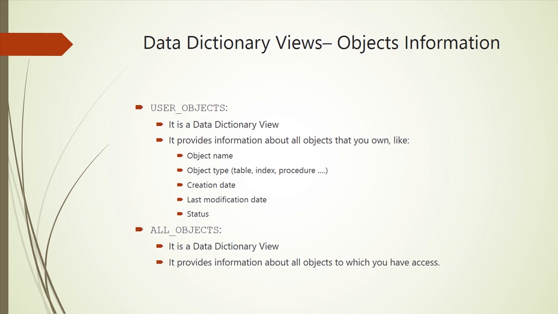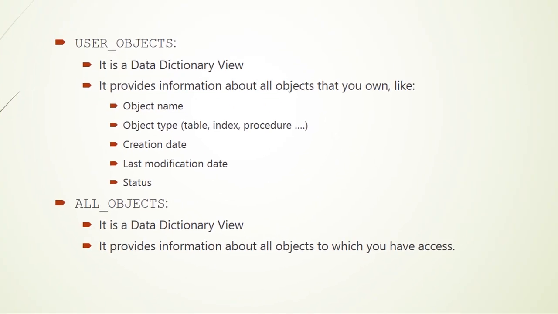It is data about data, and most of the data dictionary views have a prefix USER_, ALL_, and DBA_. In this lesson, we are going to learn two data dictionary views, USER_OBJECTS and ALL_OBJECTS. USER_OBJECTS is a data dictionary view. It provides information about all objects that you own, like object name, object type, whether it is a table, index, procedure, function, or synonym, the creation date of the object, the last modification date, and the status of the object.